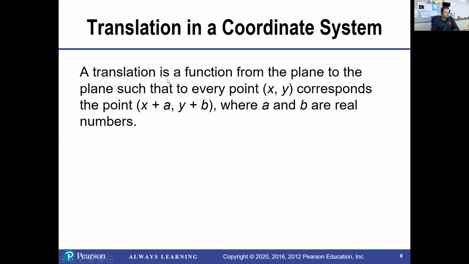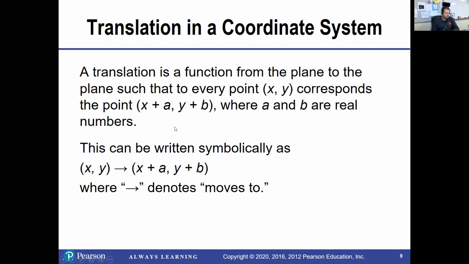A translation is a function from the plane to the plane such that every point (x, y) corresponds to a point. Remember, there is a one-to-one correspondence, where every x value gets added an a amount and every y value gets added a b amount. Remember, a and b could be negative, which means you'd subtract. This can be written as (x, y) moves to, with an arrow.